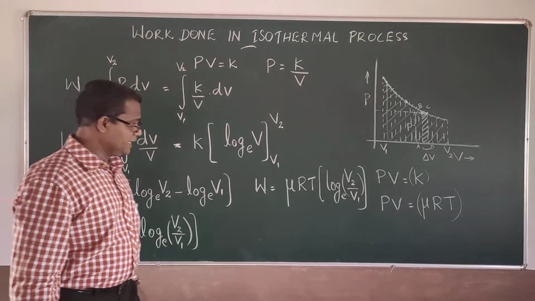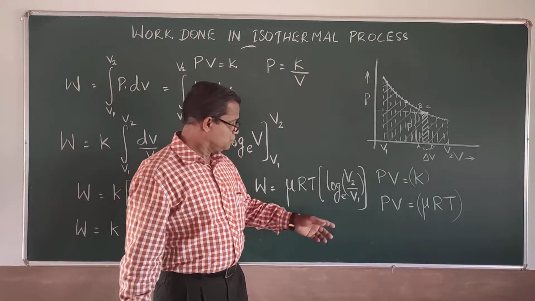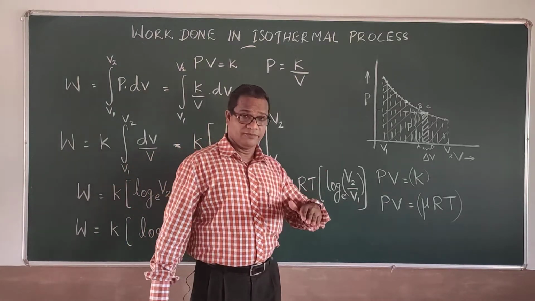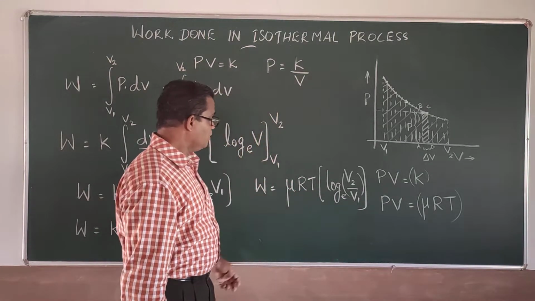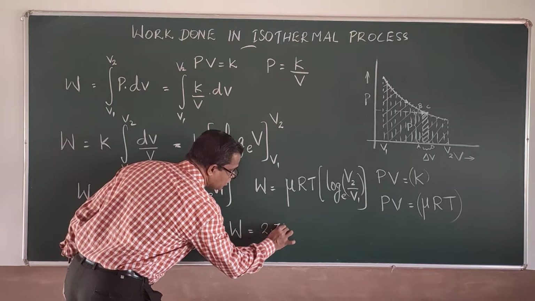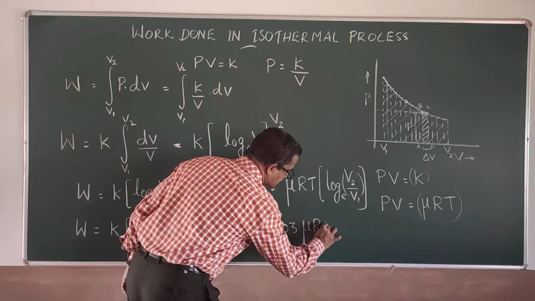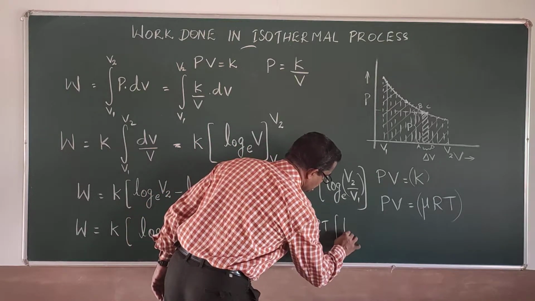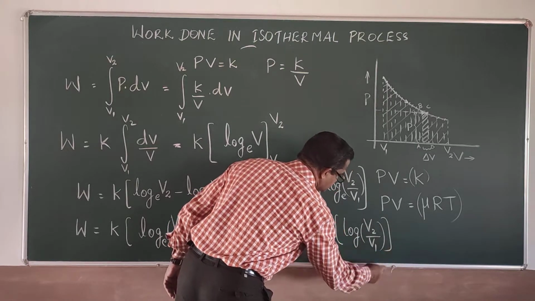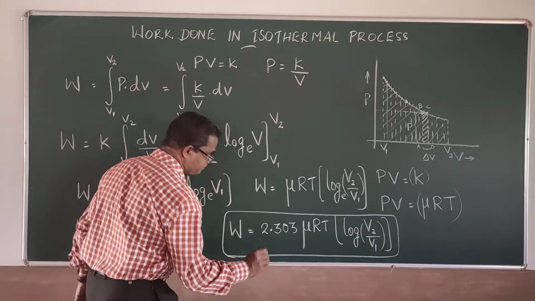Again, there is a problem if you are using the log table. It is not easy to apply this log base E. The log table is base 10. So how to convert this base E into base 10? For that, there is a conversion factor that's equal to 2.303. So W equals 2.303 into mu RT into log V2 by V1. So this is the final formula for finding the work done.